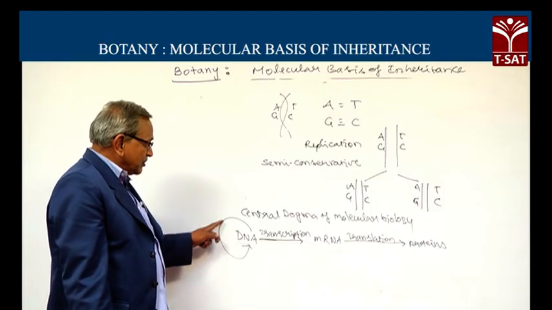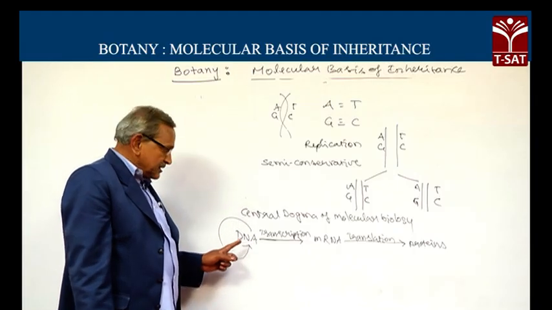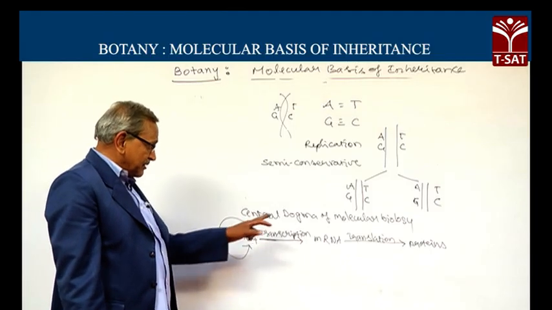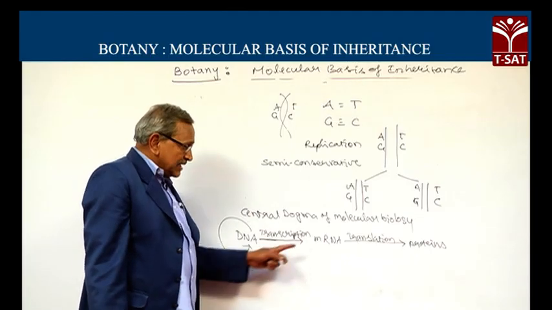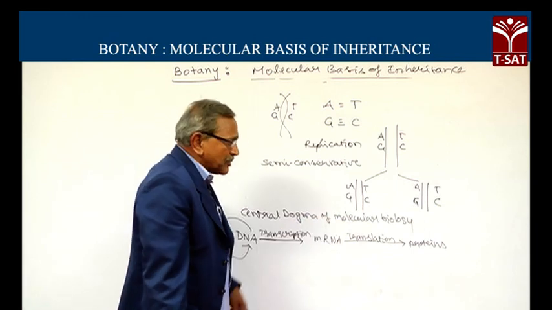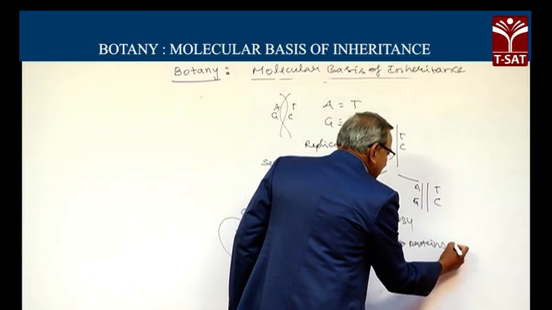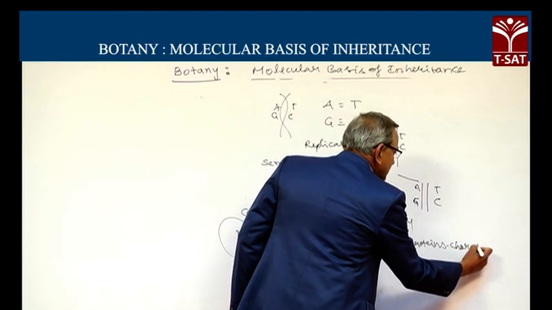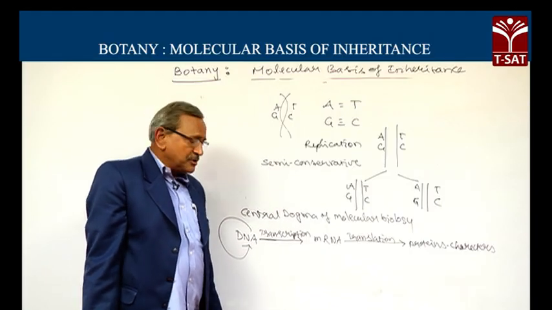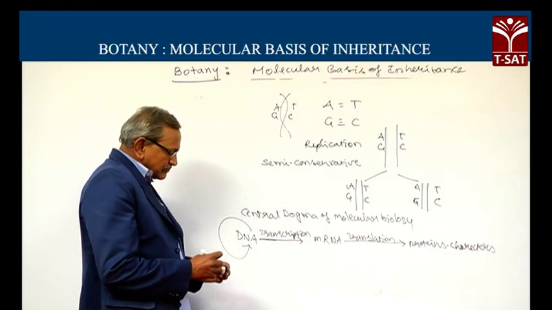A DNA molecule makes its own copies, it is responsible for inheritance of characters, it transfers its information into mRNA, and the mRNA is translated into proteins. Because of proteins, different phenotypic characters can be seen. So presence or absence of characters is due to proteins produced by DNA.